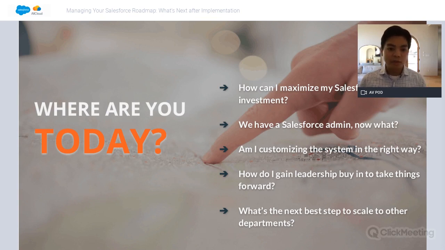You may be asking yourself the following questions. How can I maximize my investment in Salesforce? You have a Salesforce administrator. You are the Salesforce administrator or looking to hire one. Now what do I do?